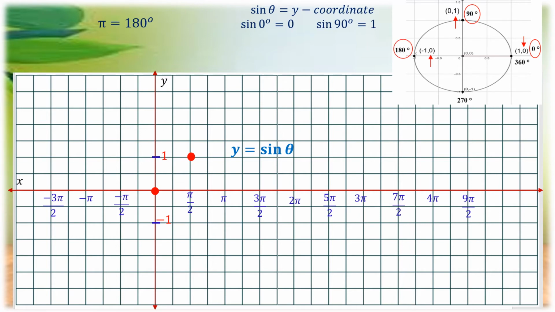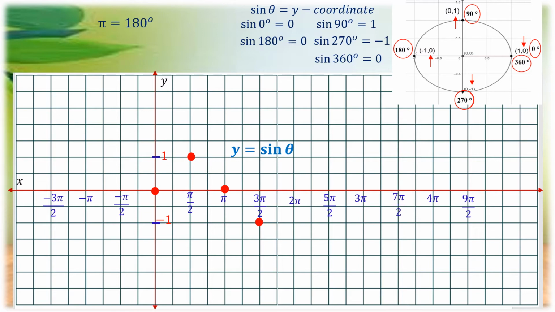Sine 180 degrees will be equal to 0. And then sine 270 degrees will be equal to negative 1. Then we have sine 360 degrees, which is equal to sine 0 degrees, which is equal to 0. Then remember the pattern for this one.